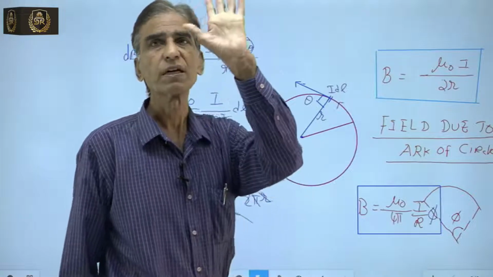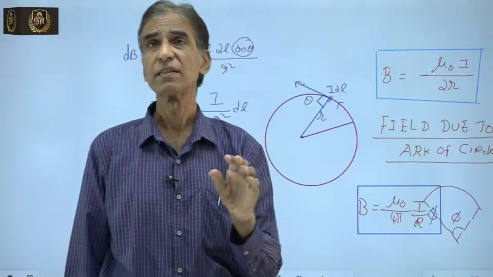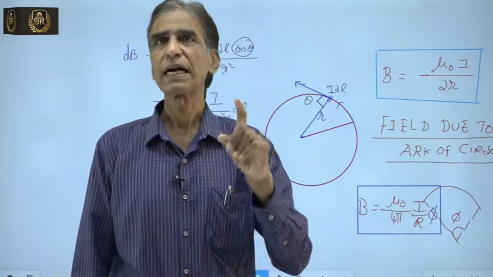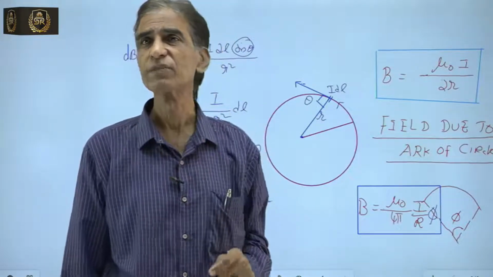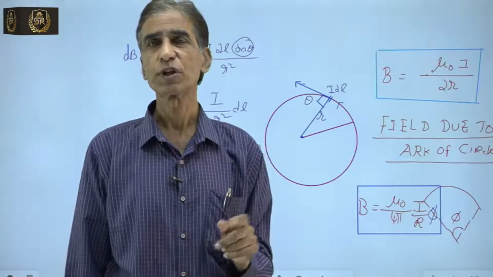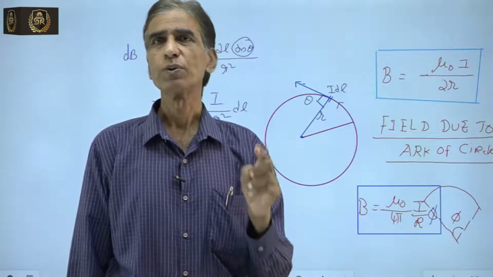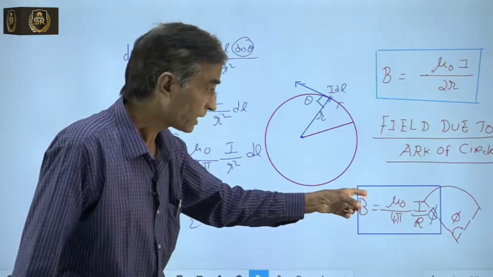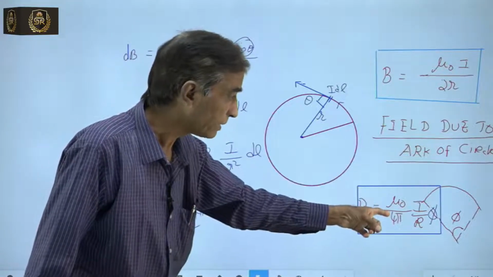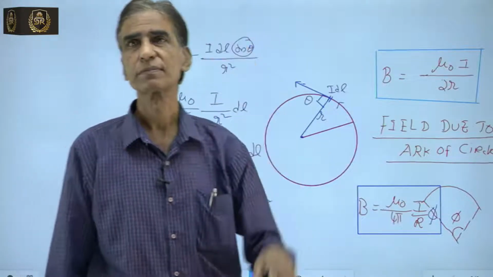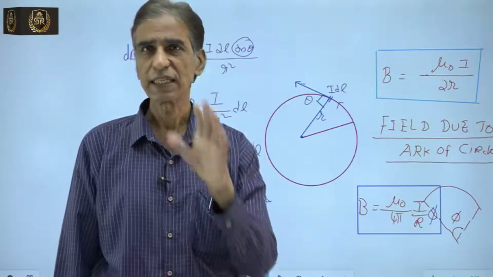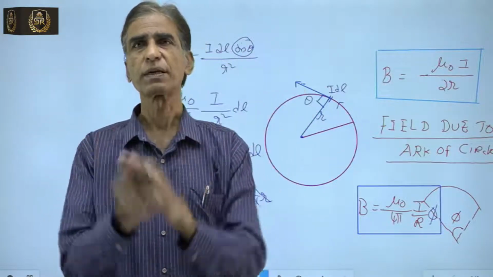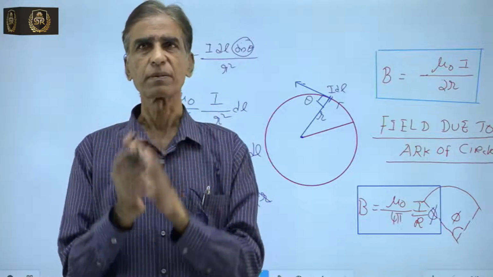Only a single formula. So how many do you have to keep in mind? Only 3 so far. First one, mu naught by 4 pi I by d into sin alpha plus sin beta. Infinite conductor, mu naught by 4 pi into 2I by d. Next, arc of circle, mu naught by 4 pi into I by r into phi. Only three formulae. If you keep them in mind, you can solve all the problems.